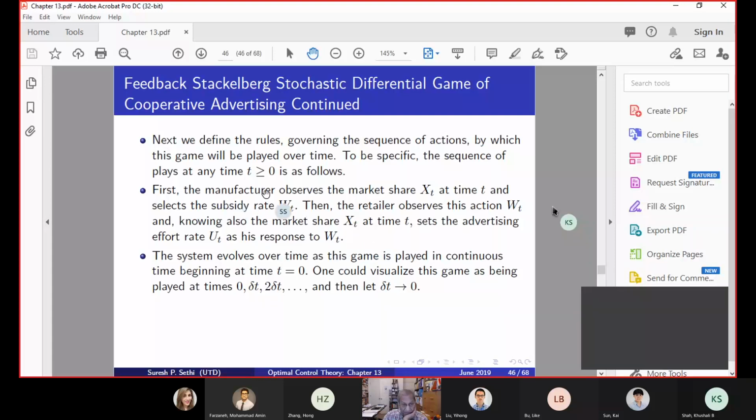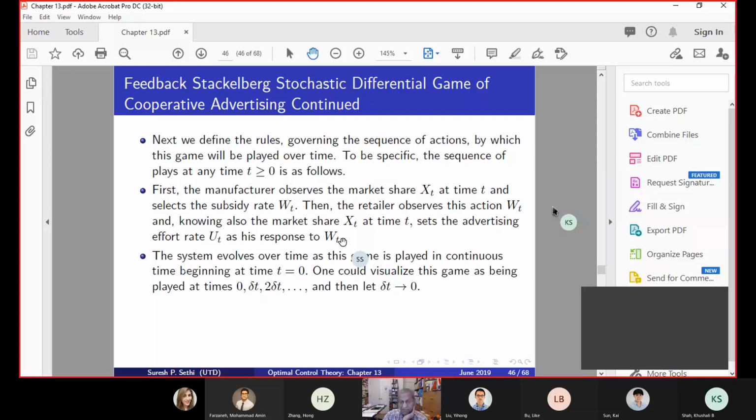So the manufacturer observes the market share X_t at time t. And after he observes the market share, he selects the subsidy rate, W_t. Then the retailer observes this selection. And then he selects U sub t as a response to W_t.